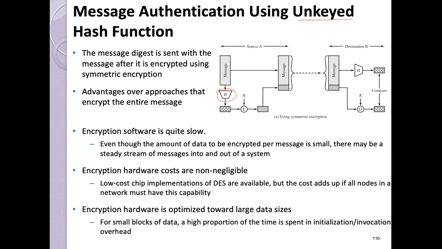The way it works is this. You want to send a message from A to B. You get the message, you hash the message using a known hash function, and you encrypt it using a key. And the key, of course, is something pre-shared between the sender and receiver.